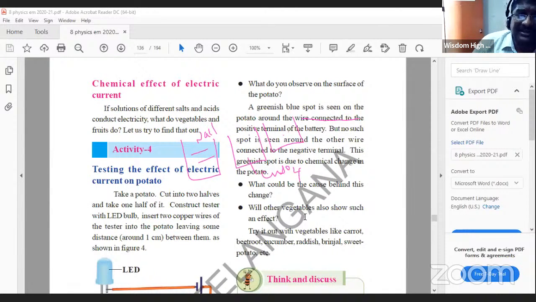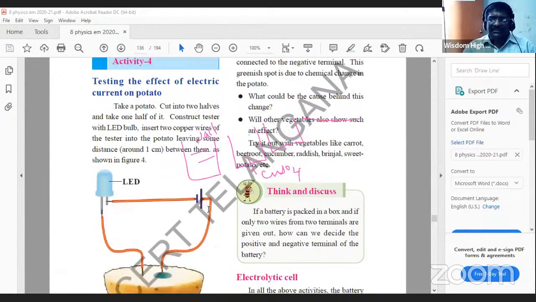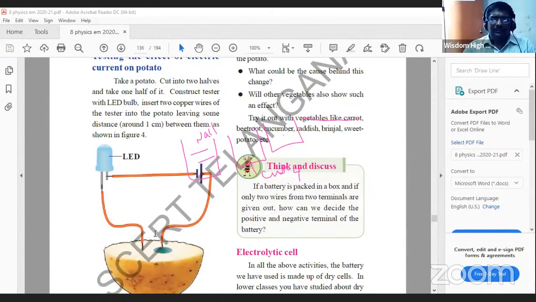What you have to do here: we should take different salts. Different salts and acids conduct electricity. So whether vegetables conduct electric current or not? Up to now we discussed different salts and acids conducting electric current. Now, for vegetables, first we should take a potato. We cut it into two halves, take one half piece of the potato, and next insert electrical wires.